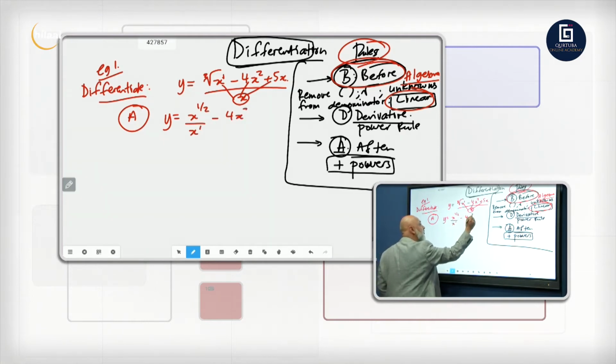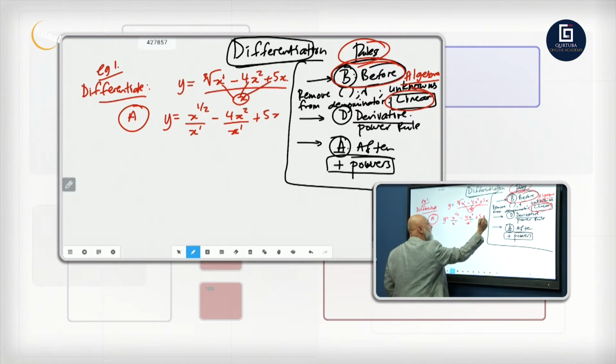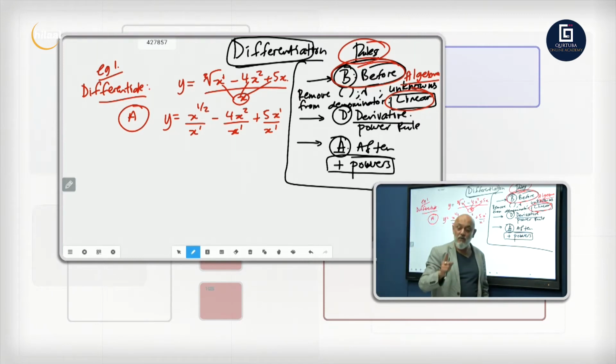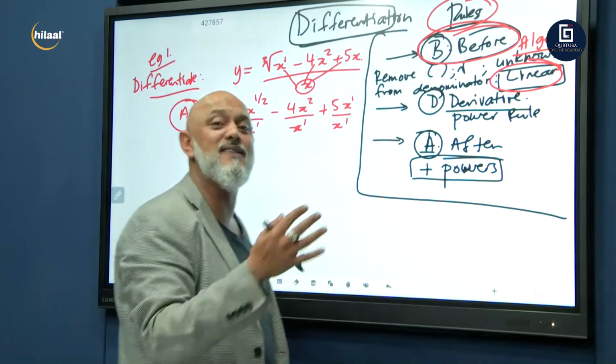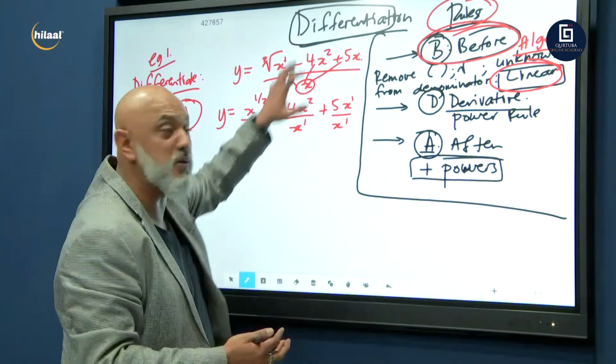Minus 4x squared, you split it up, divided by x to the power 1. Plus 5x over x to the power 1. Now we're not differentiating yet, guys. We're not differentiating yet. All we're doing is making it in a straight line. We are simplifying a complex equation.